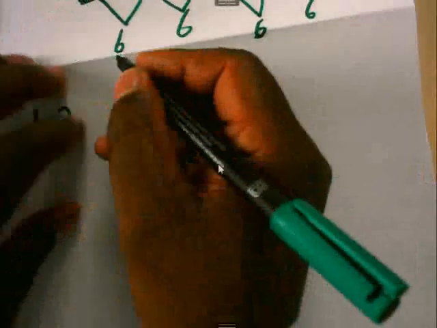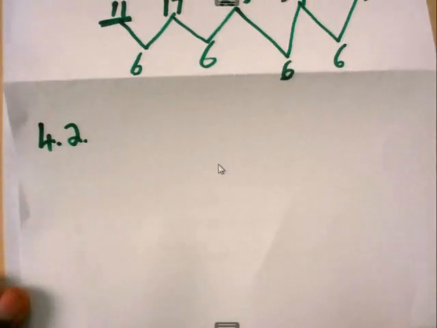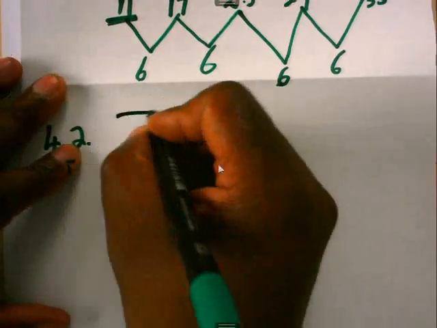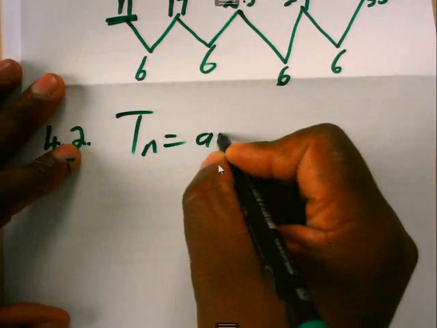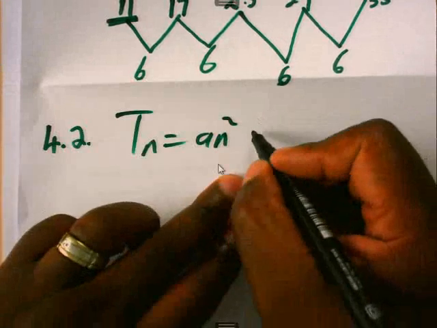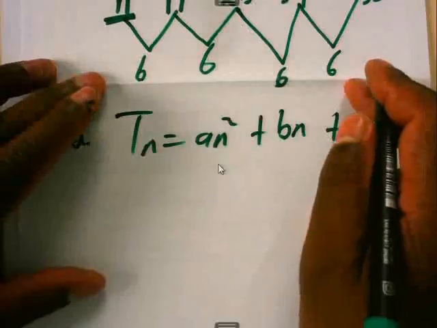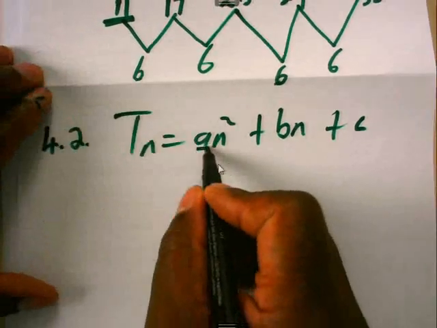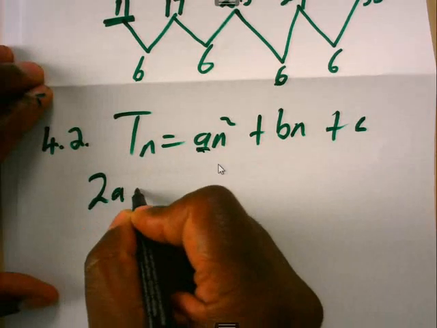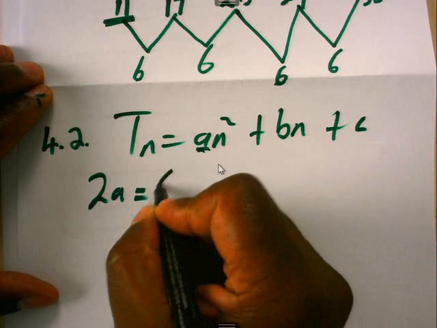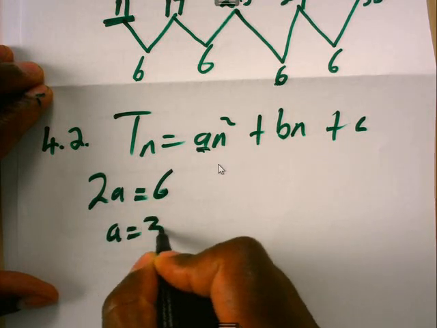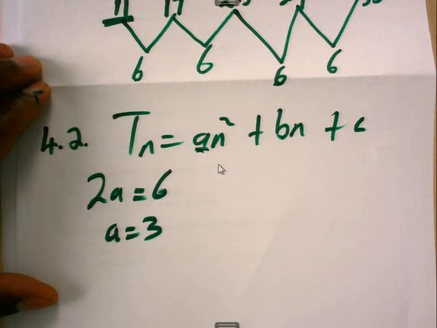Remember we said the nth term of a quadratic number pattern is given by Tn equals an squared plus bn plus c. To determine a, we said 2a is equal to the second difference. Our second difference is 6. Therefore, a equals 3. I hope you are all happy with that one.